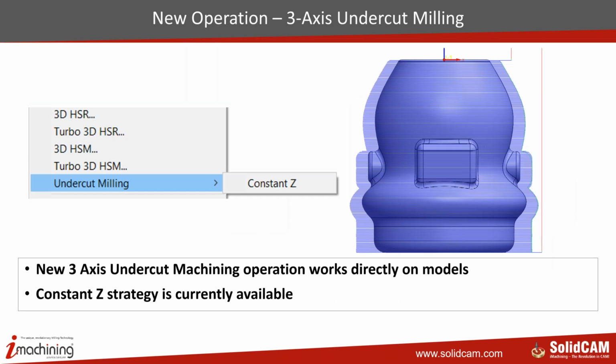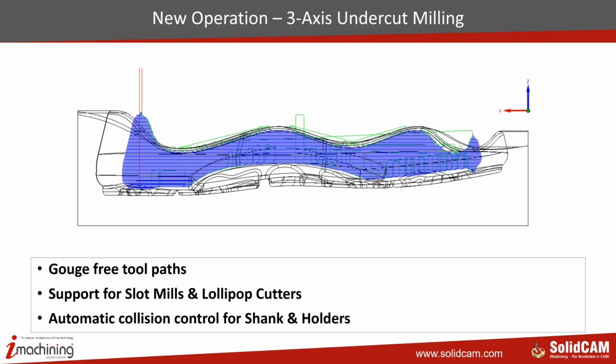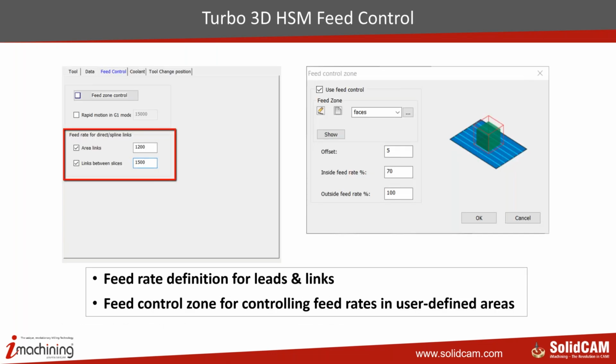And undercut milling, again, this is a new function inside Turbo HSM. You can do undercut milling using constant Z level machining. With this function, you can generate the gouge-free toolpath. It supports two different kinds of tools. You can use a slot mill and the lollipop cutter. So it will take care of automatic collision control with the shank and the holder and generate the toolpath automatically for undercut areas. So now you also have a feed control zone inside 3D HSM. Like HSS, you can also control your own feed control zone. You can control your feed rate. You can define your own feed rates.